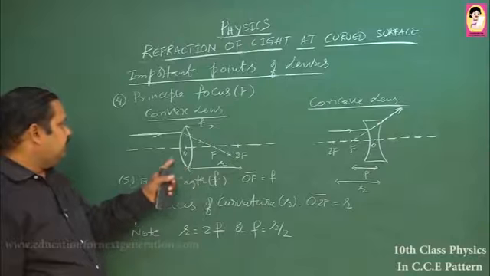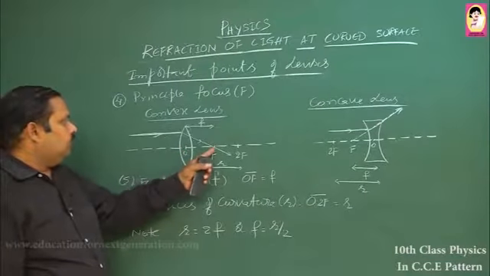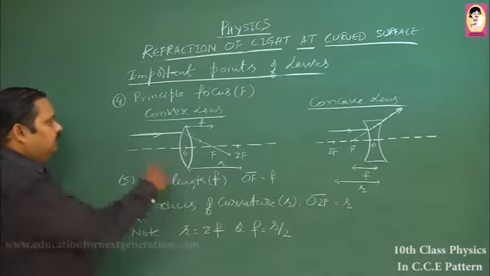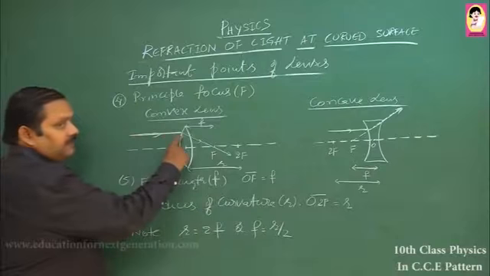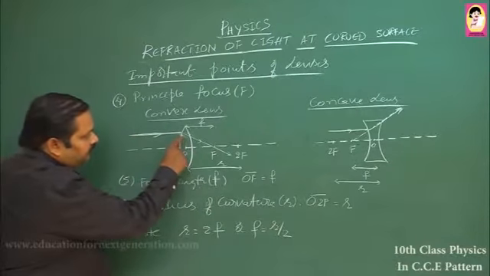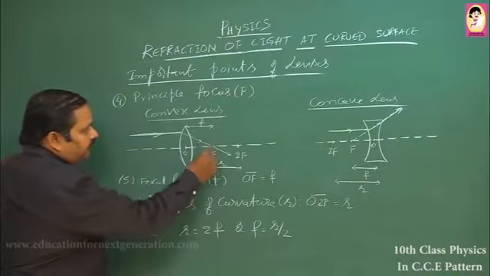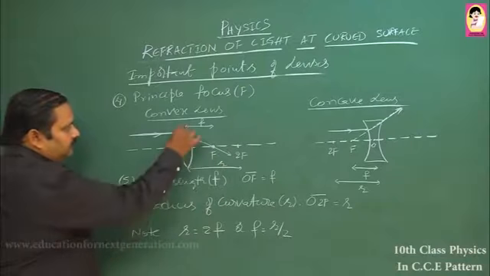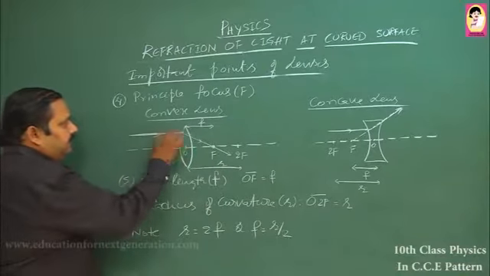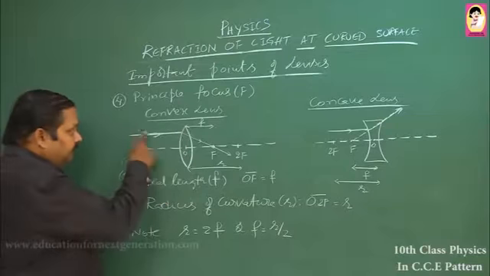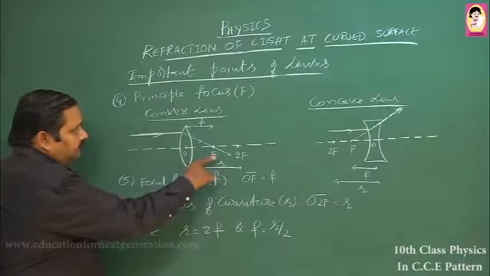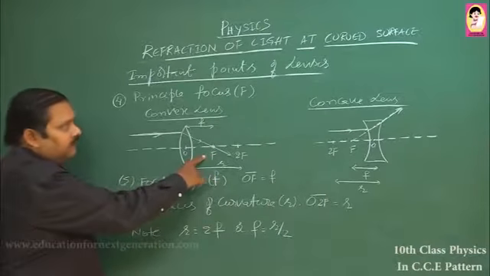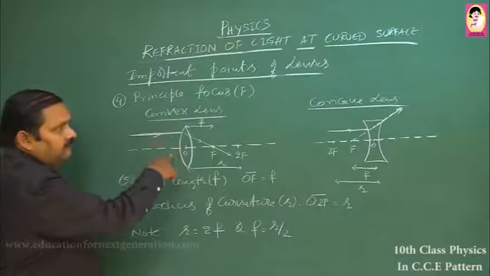This is the convex lens: optic center, focus, center of curvature. So, let us assume a ray of light moving parallel to the principal axis. After passing through the lens, this light ray converges through a point on the principal axis called principal focus. Here I have taken a ray of light passing parallel to the principal axis. After passing through the lens, it converges through a fixed point on the principal axis, which is called the principal focus. That is the definition in the case of convex lens.